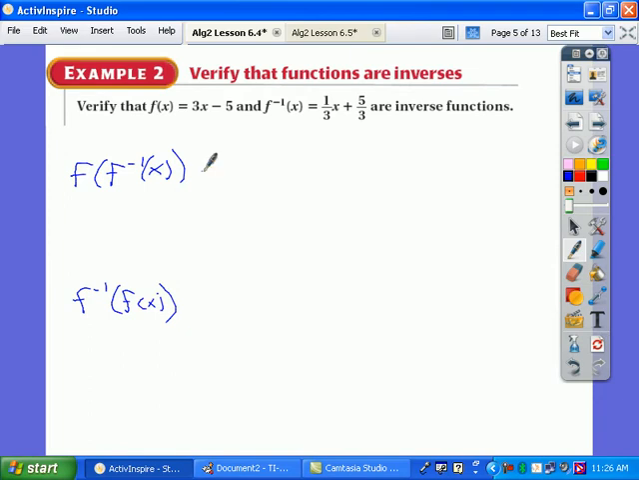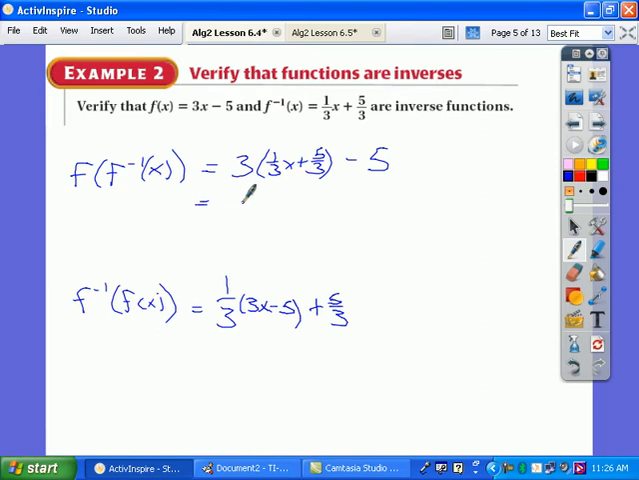When we compose here, we write out function f, and we replace the x with the other function. And here we write out the inverse function, 1/3, and we replace the x with the first function, 3x minus 5, and then plus 5/3. So those are the compositions. And now when I go to simplify this, I should just get out x each time.